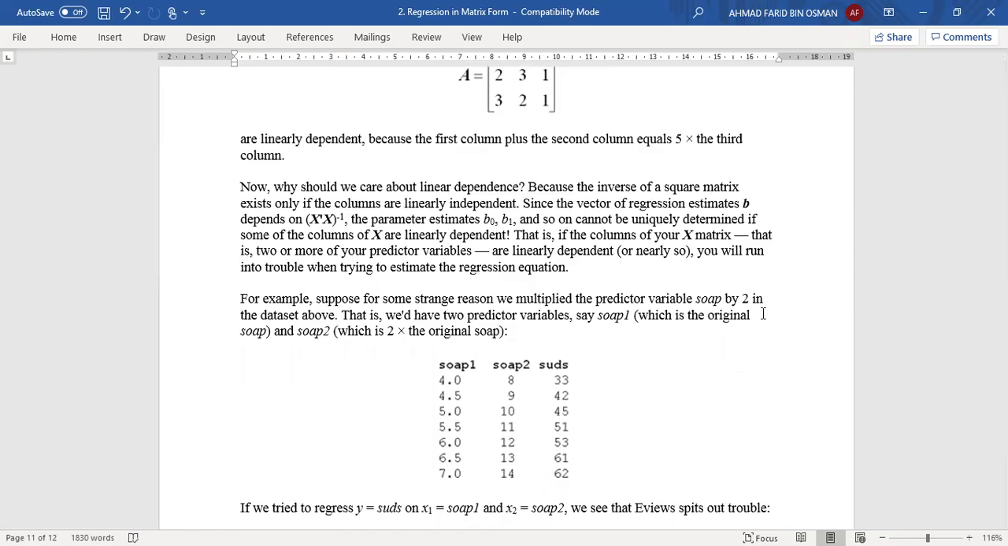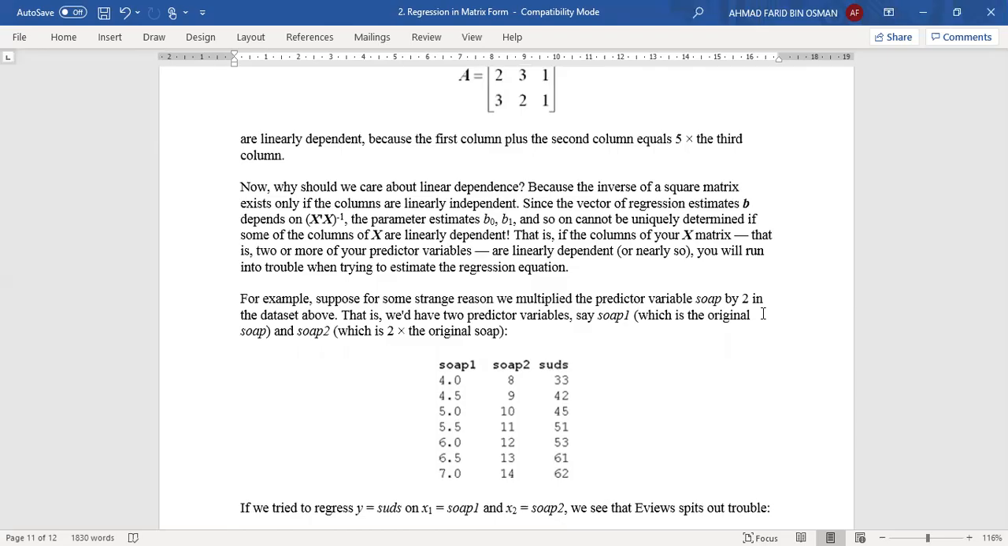Since the vector of regression estimates, the estimate b, depends on the inverse of X transpose X, the parameter estimates, beta 0 hat, beta 1 hat, and so on, cannot be uniquely determined if some of the columns of X are linearly dependent. That is, if two or more of your predictor variables are linearly dependent, or nearly so, you will run into trouble when trying to estimate the regression equation.